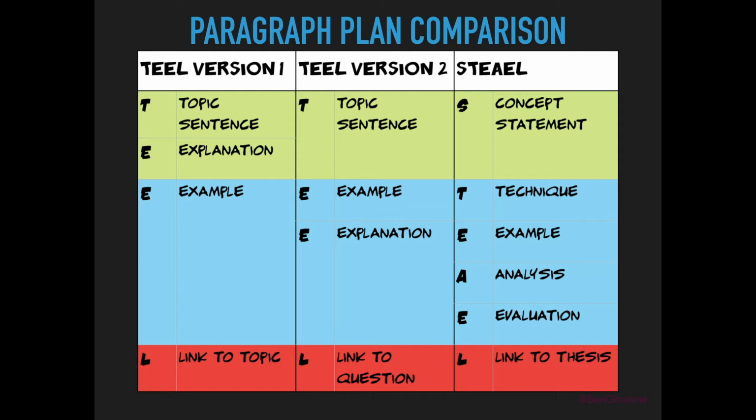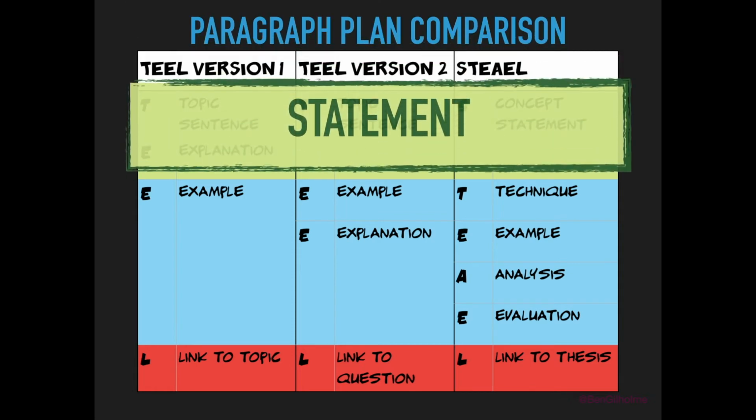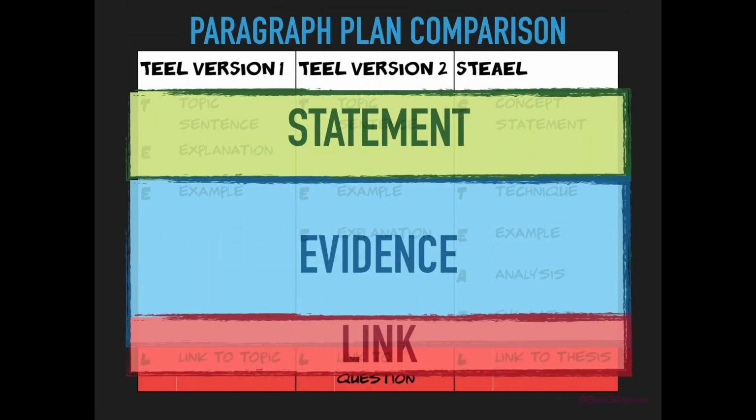The body of the paragraph is then organised into two main parts, the textual evidence and the evaluation. The textual evidence consists of the technique, the example and the analysis. The real difference in this structure is that the link is not the topic sentence or the question, but instead it is a link back to the thesis. While it might look a little overwhelming at first, there is not a great deal of difference, because all three acronyms still follow the same basic paragraph structure of statement, evidence, link.